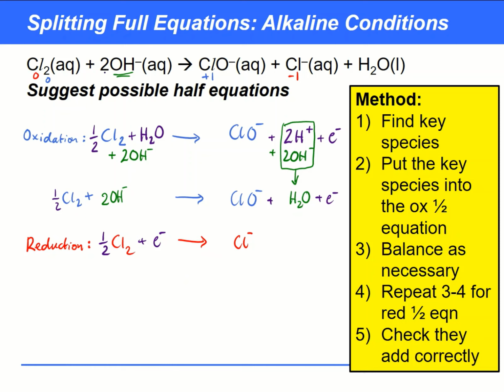And it should be possible for you to see that if you add these two together, you're going to get the electrons cancelling and we're going to get the required species on both sides. So these are the appropriate half equations for alkaline conditions.